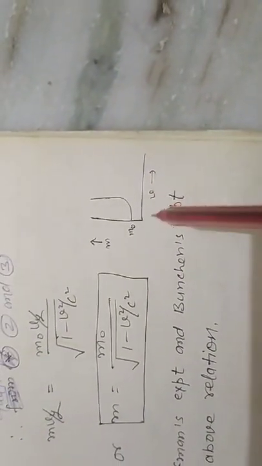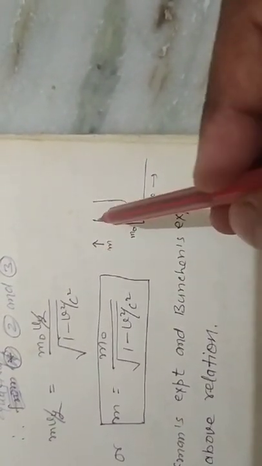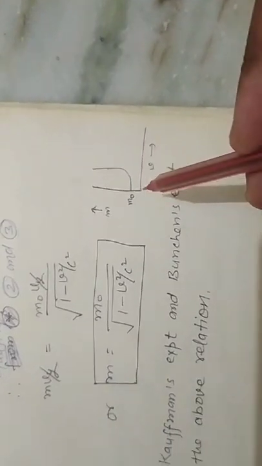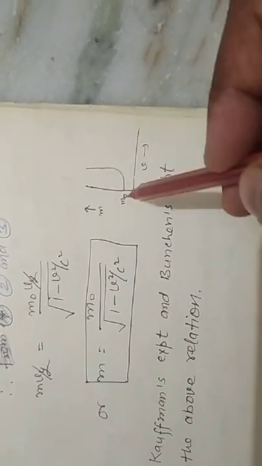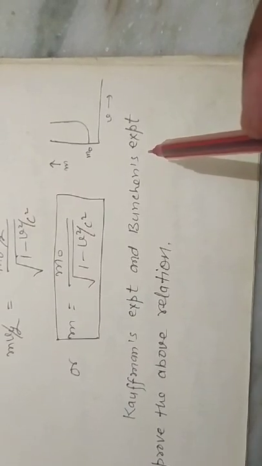The graph comes like this. Velocity is taken on x axis and mass is taken on y axis. This is the m naught rest mass, which is never 0. The graph comes like this. In support of this relation, we have two experiments, Kaufmann's experiment and Bucherer's experiment.